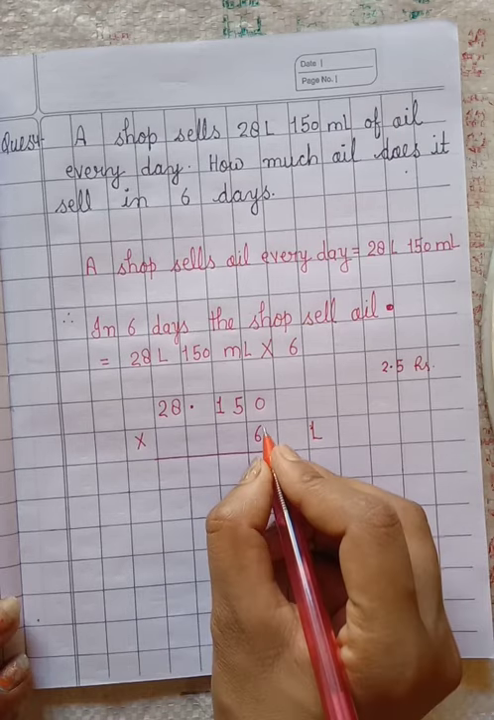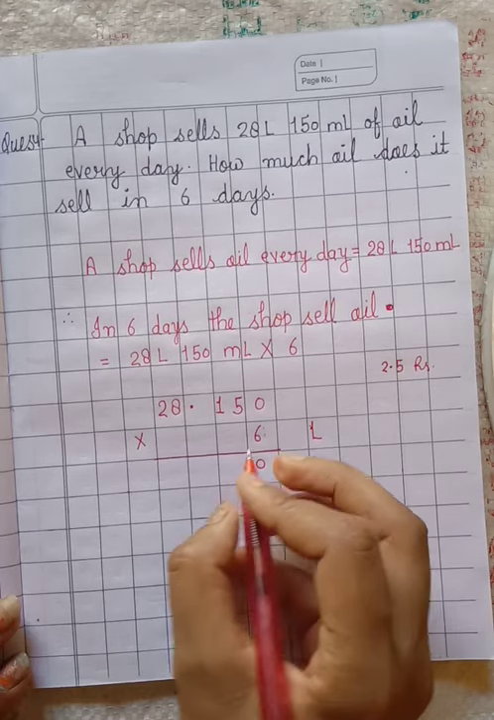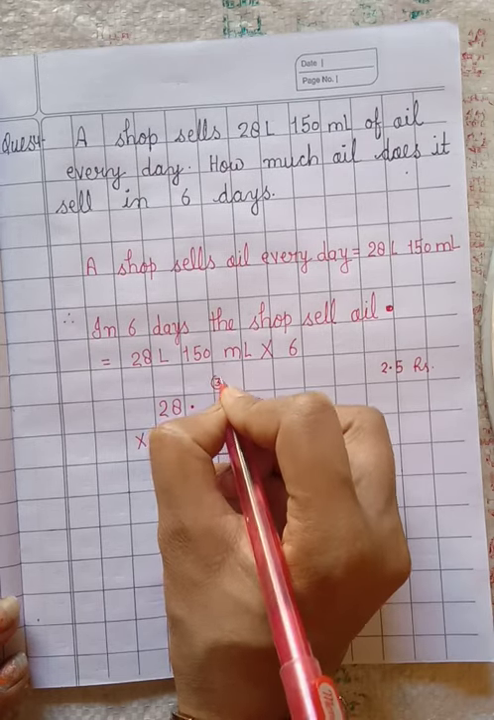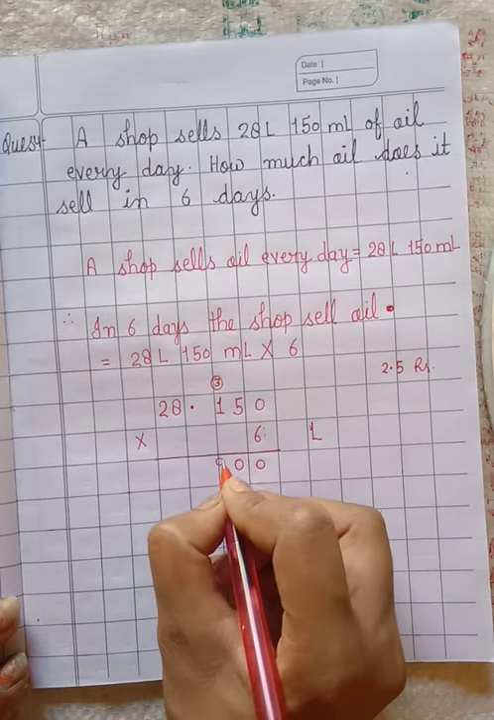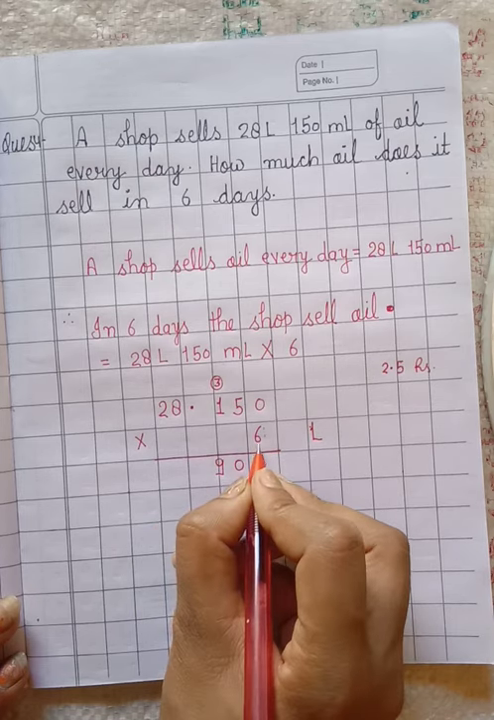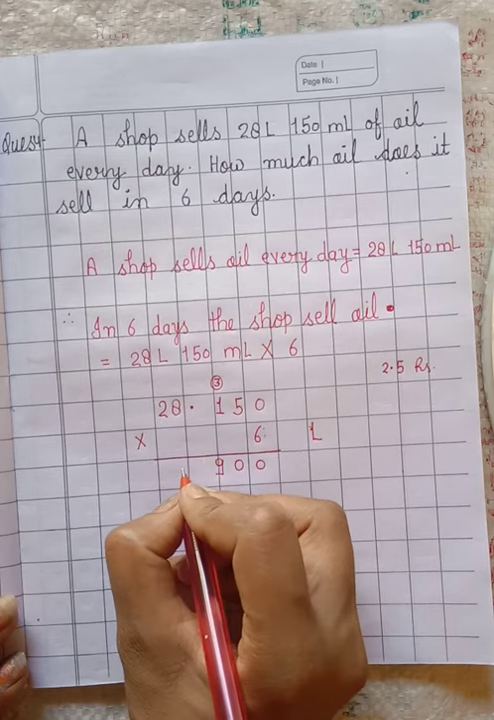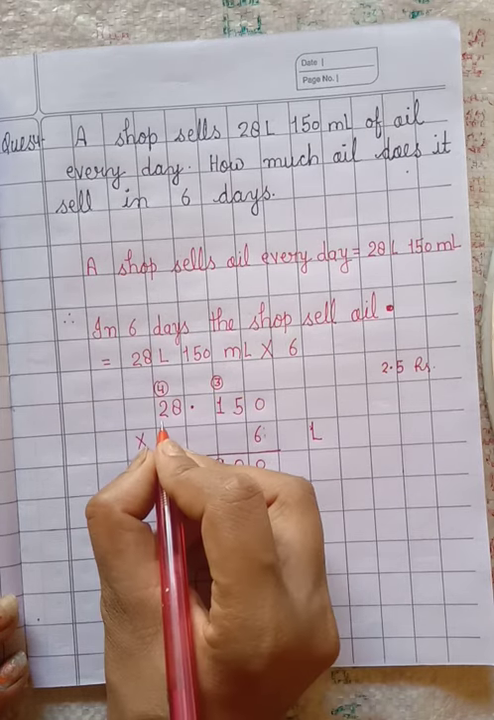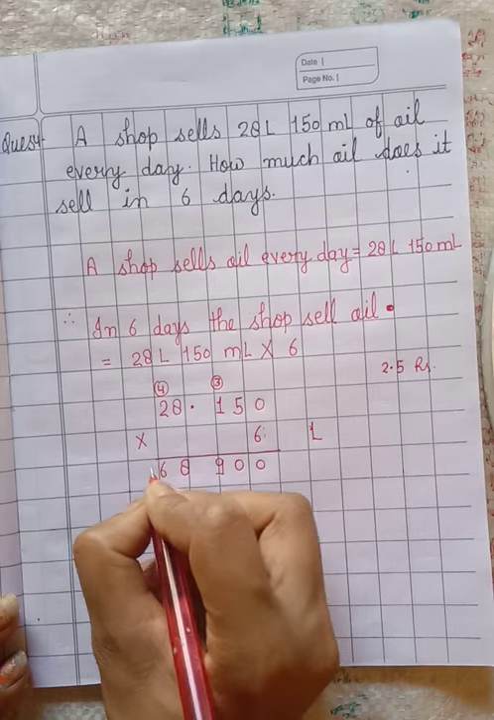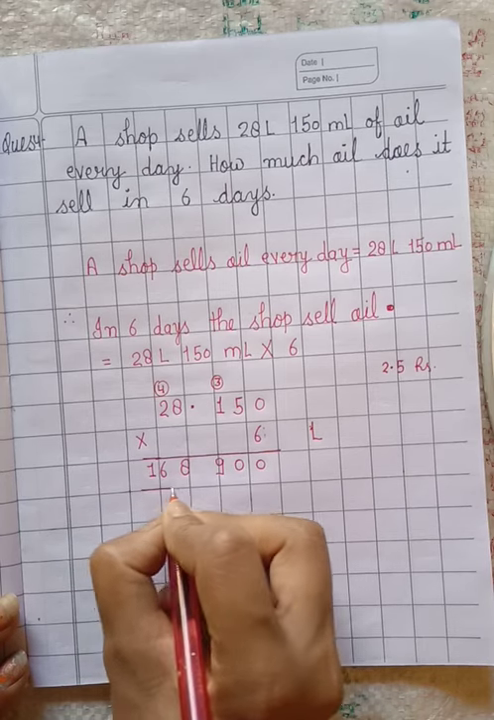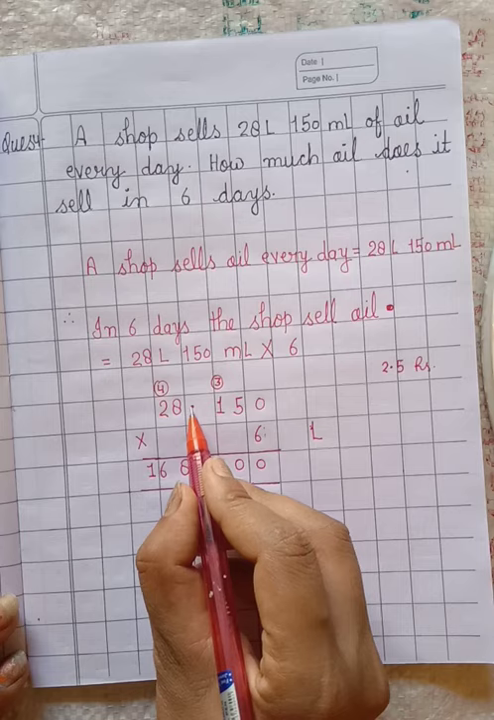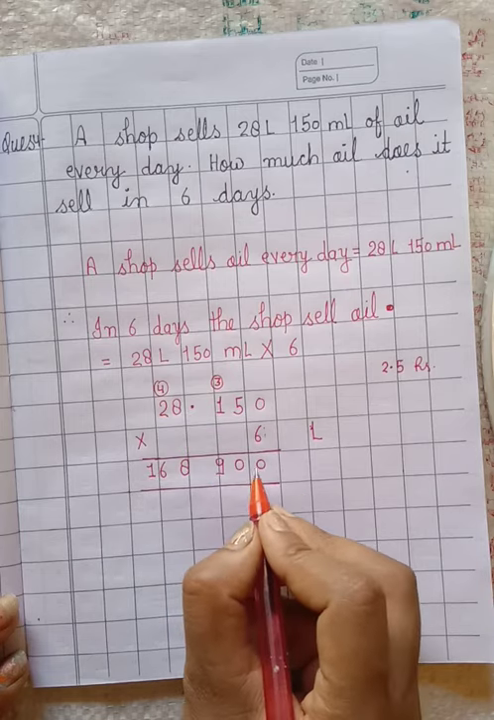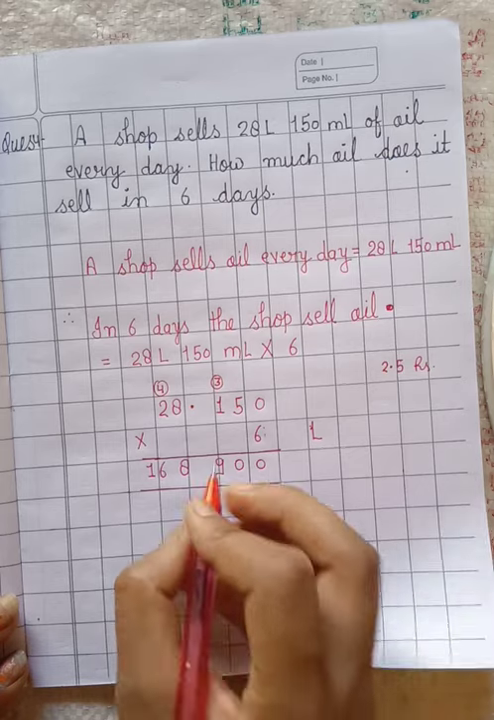Okay, now 6 5s are 30 and 3 carry over to the next place. 6 1s are 6 and 3 is 9. Then 6 8s are 48 and 4 carry over to the next place. 6 2s are 12 and 4 is 16. Okay, and here you can see the point is after 3 digits, so we will put the point after 3 digits from the left side, 1 2 3 here.